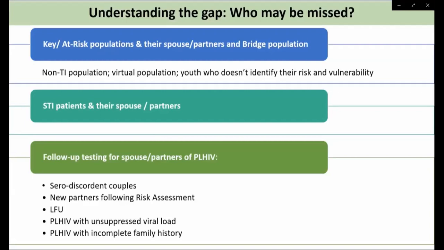Then what about the new partners? Whether their risk is being assessed? What about the LFUs? What about the PLHIVs whose viral load is not coming down? That also suggests that either they are not adherent to their drugs, or they are still involved. There are PLHIVs who are showing the symptoms of STIs as well. So that means they are still involved in high risk behavior. So are we testing them again and again? That's the population which we intend to lose in the current algorithm.